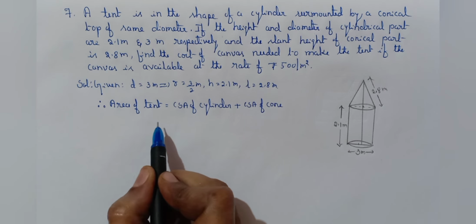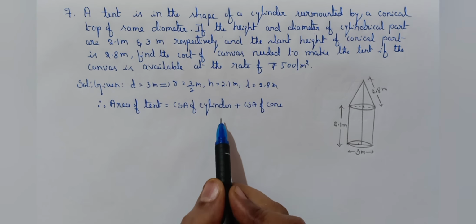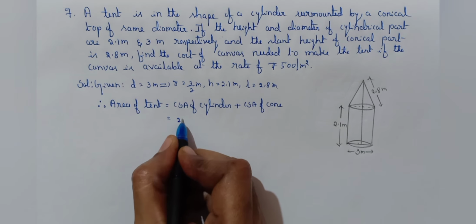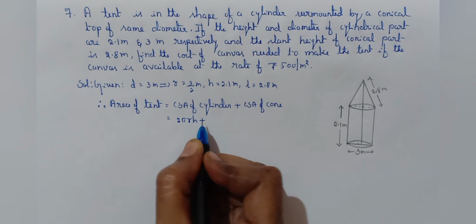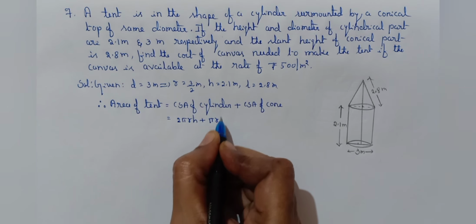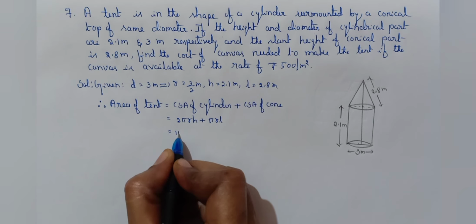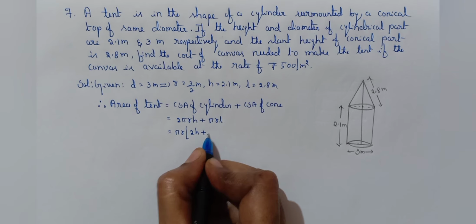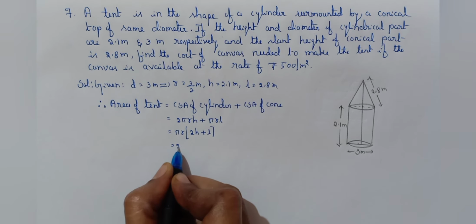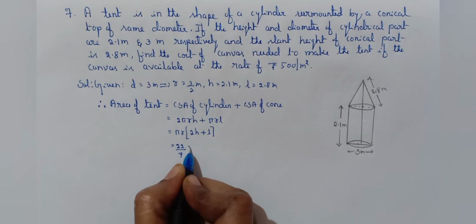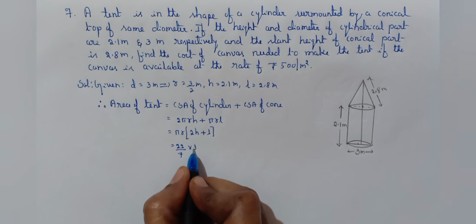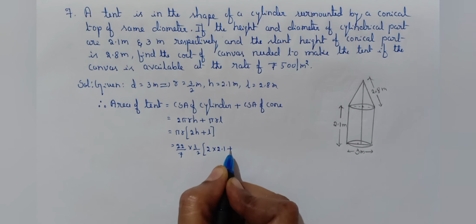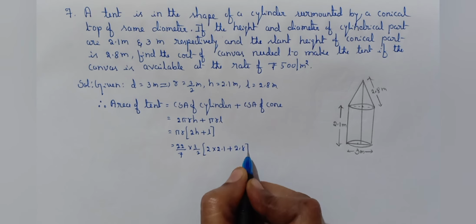Therefore, area of the tent is equal to CSA of the cylinder plus CSA of the cone. So, you know the CSA of the cylinder is 2 pi r h, and CSA of the cone is pi r l. Take pi r common factor, then remaining terms 2h plus l. Substitute 22 by 7 in place of pi, and r is 3 by 2 into 2 into h is 2.1, and the slant height is 2.8.